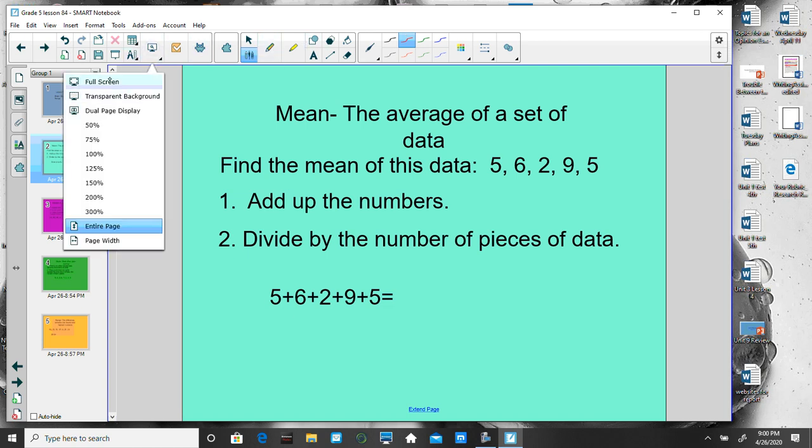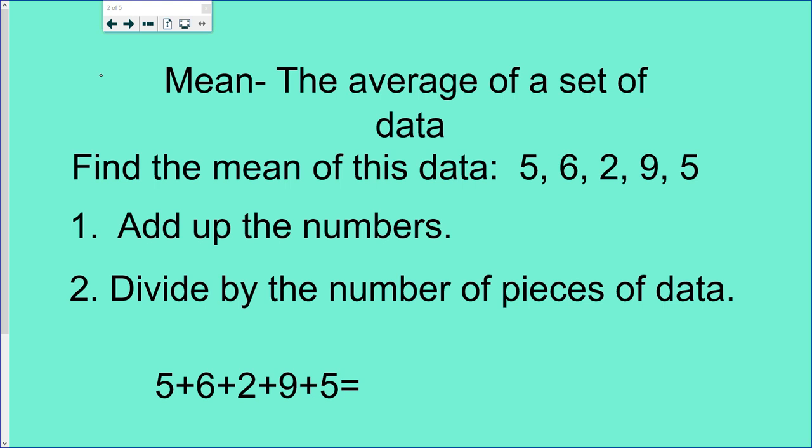Now, the mean is the same as the average. So mean and average, same thing. To find the average of something, you add up the numbers and then you divide by the number of pieces of data. So if this is our data, 5, 6, 2, 9, and 5. So we'd add all that up.